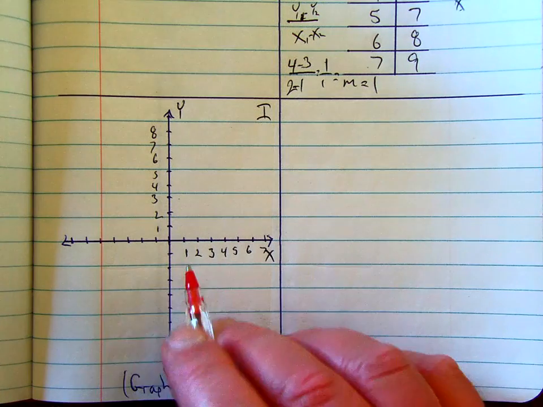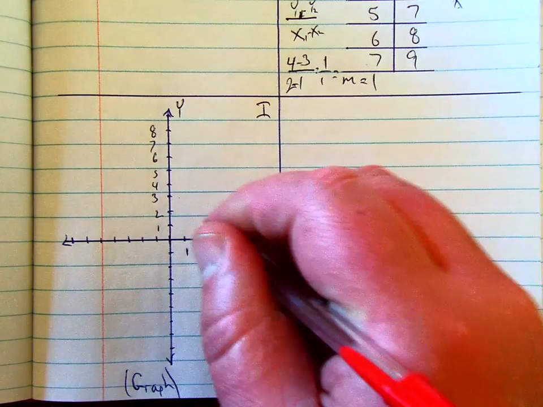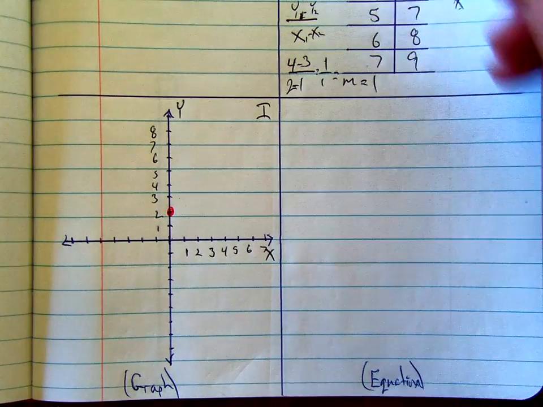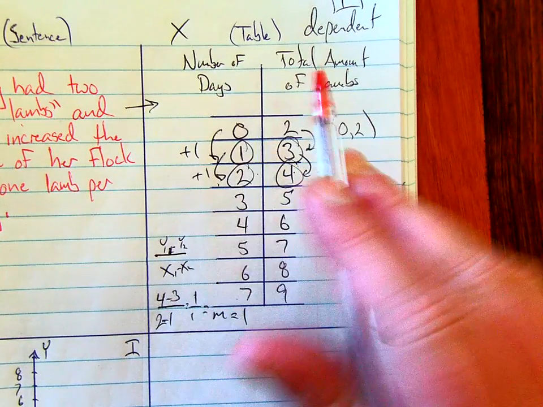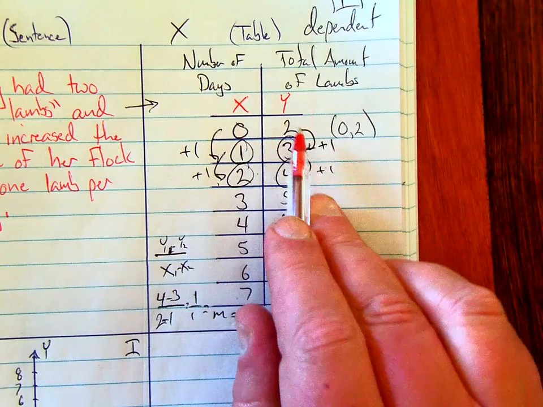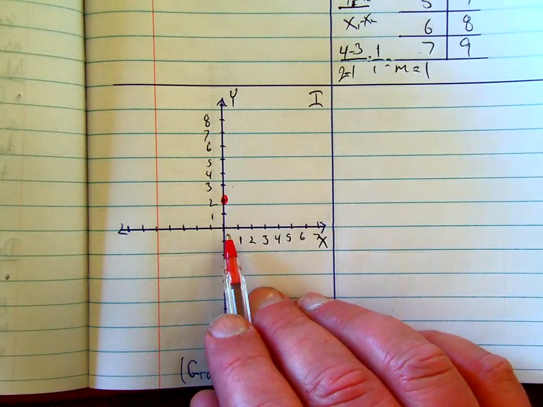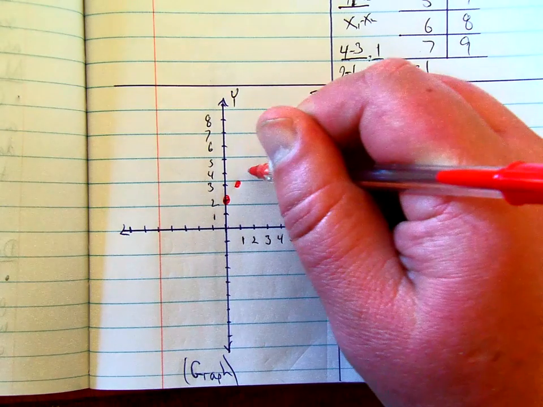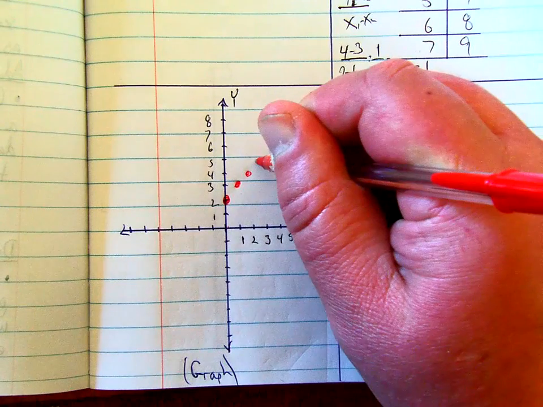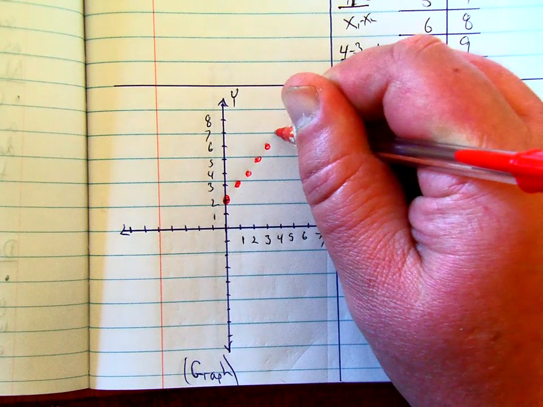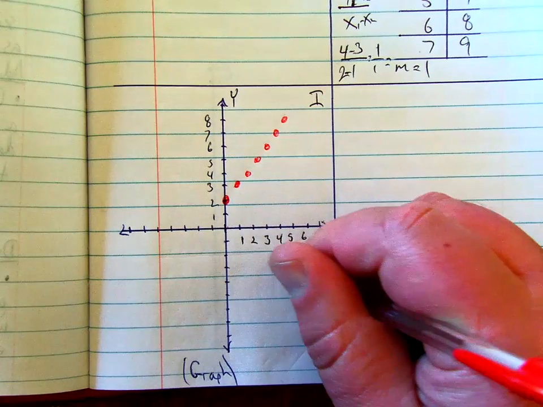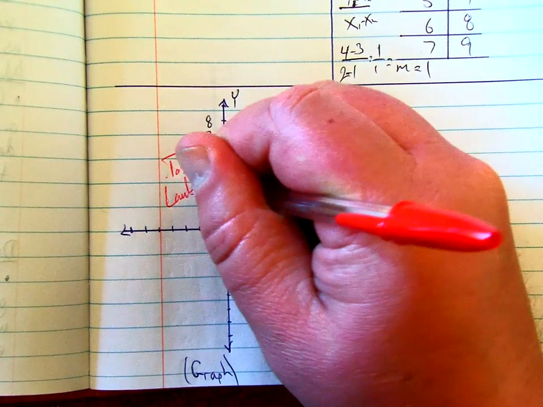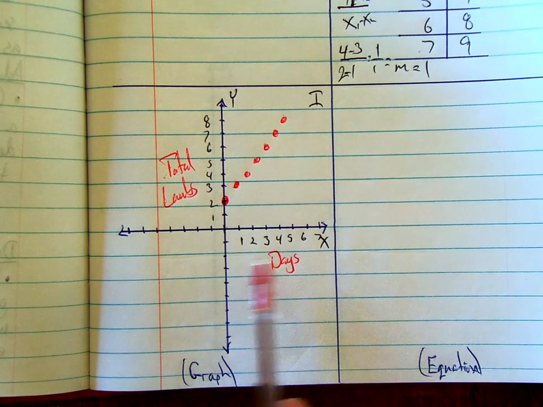And on the very first day, so when x is 0, that's this y-axis, we said Mary started with 2 lambs. When x is 0, y is 2. That's the coordinate (0, 2). When x is 1, y is 3. When x is 2, y is 4, then 5, and the number of lambs is going to grow by 1 as the number of days does. So what we're dealing with is number of days is the x-coordinate, the independent, and the total number of lambs is the y-coordinate.